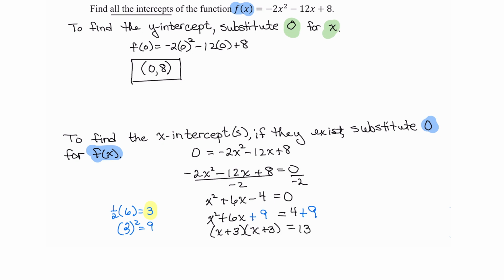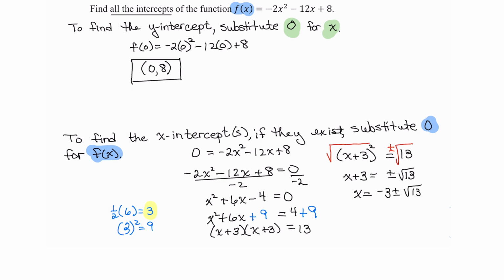Now that gives me two identical factors. x plus 3 times x plus 3 is x plus 3 squared, which is equal to 13, and we are going to use the square root property. We'll take the square root of both sides and remember our plus or minus, and get that x plus 3 is equal to plus or minus the square root of 13. Subtracting 3 from both sides to solve for x, I get x is equal to negative 3 plus or minus the square root of 13.